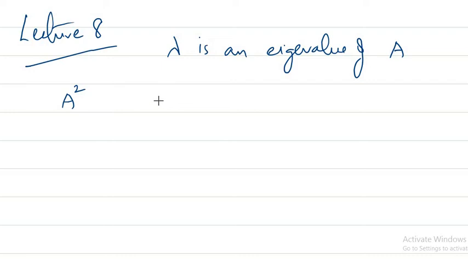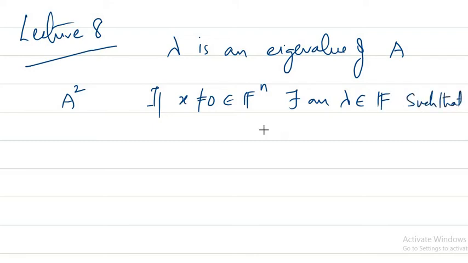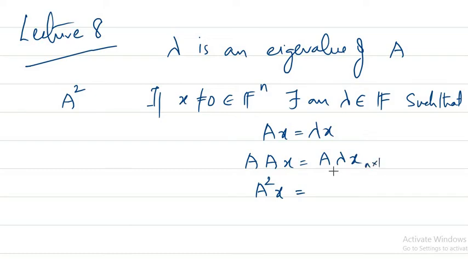So we know that if for an x not equal to 0 in F power n, there exists a lambda belonging to the field F such that Ax is equal to lambda x, then we say that lambda is the eigenvalue of this matrix A and x is the corresponding eigenvector, right? So now if I multiply the left hand side again by the same matrix A, what do I get? I get something like this, right? This is nothing but A square x, which is equal to, this is simply a constant, right? Lambda is a constant, x is an n by 1 vector, A is an n by n matrix.